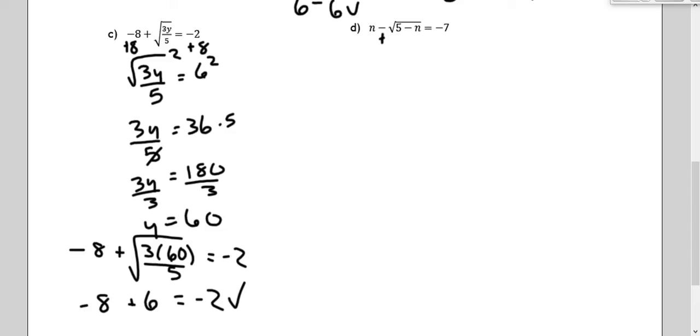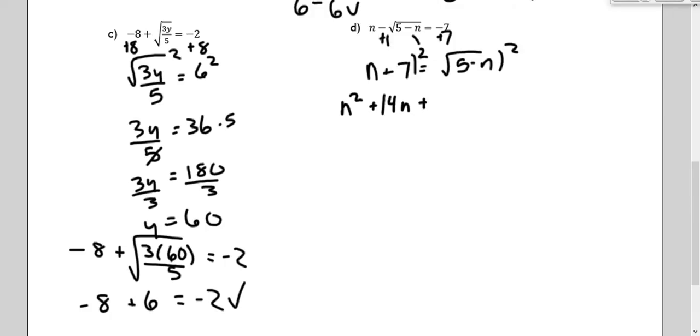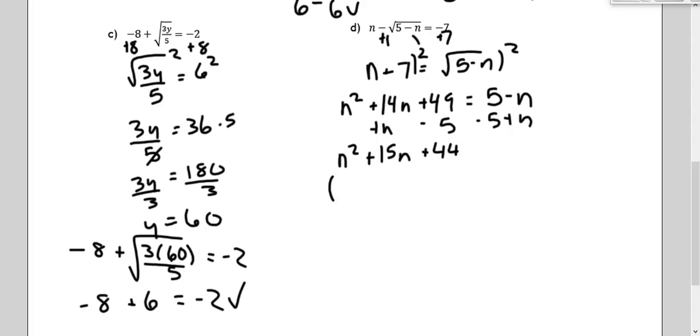This one we're going to add this over and add this over. So this becomes n plus 7 is equal to the square root of 5 minus n, squared. n squared plus 14n plus 49 is equal to 5 minus n. Add n, subtract 5. n squared plus 15n plus 44. That results in n plus 11 and n plus 4 equals 0. So n equals negative 11 or negative 4.